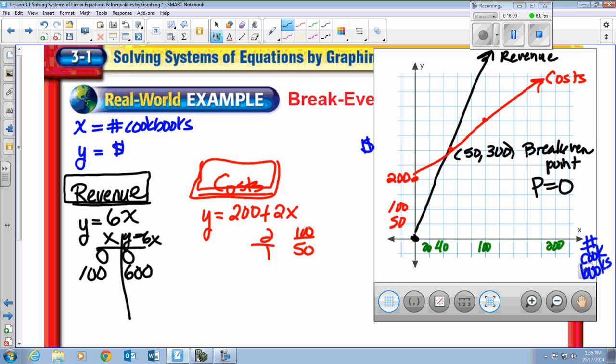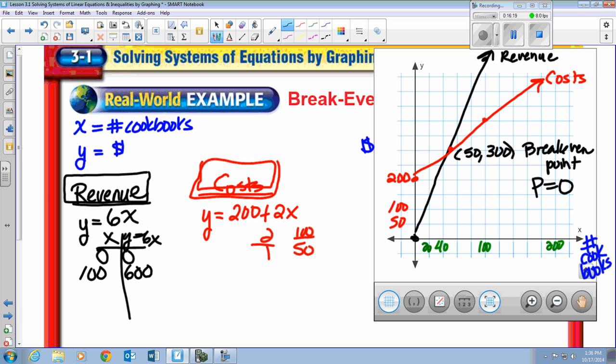No, 300 was my money. Right, the question asks, how many cookbooks must I sell? So 50 cookbooks to break even, 51 to make a profit. So the question is, how many cookbooks must I sell to make a profit? 51 or more. 50 breaks me even, 51 or more makes me a profit.